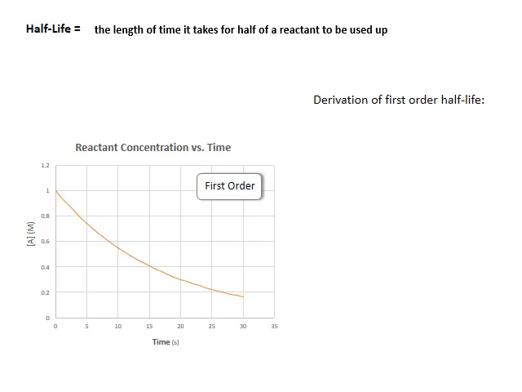Let's look at a specific example. Here we're seeing a concentration versus time graph for a first-order reaction. In this case, the initial concentration is 1 molar. The half-life would be how long it would take for the concentration to drop from 1 molar to 0.5 molar. In this example, it would take 12 seconds.